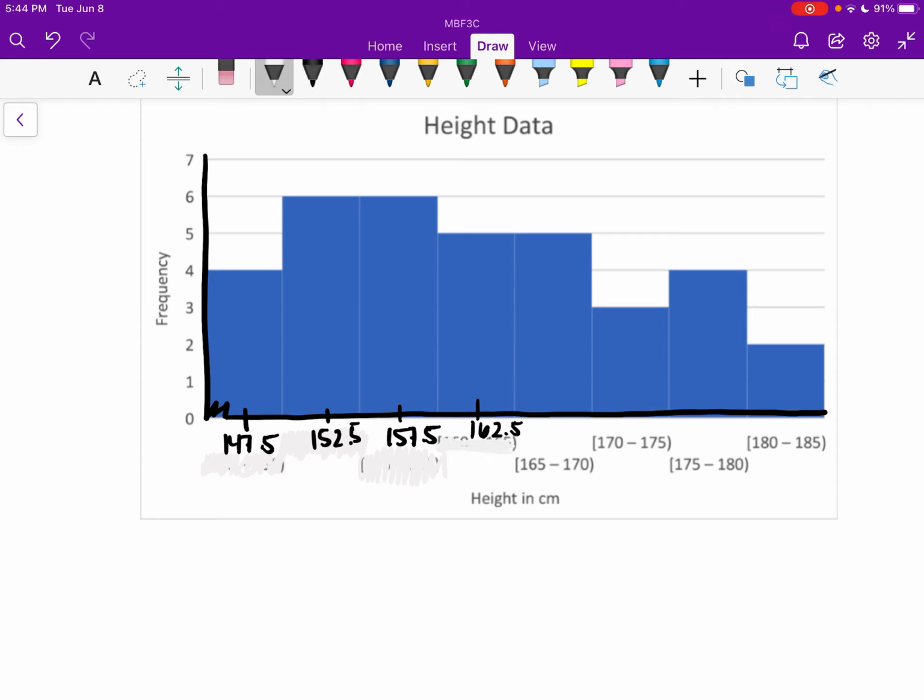And I'm just scratching out the plus 5. 167.5. Right? And then I have 170. I'm going to scratch that out, and I'm going to put the midpoint here. So it's going to be 167.5 plus 5. It's going to be 172.5. And then 177.5. And then last but not least, we're going to have 182.5. And that's just the midpoint between all these intervals.